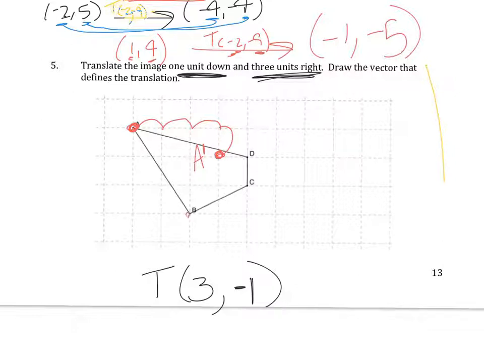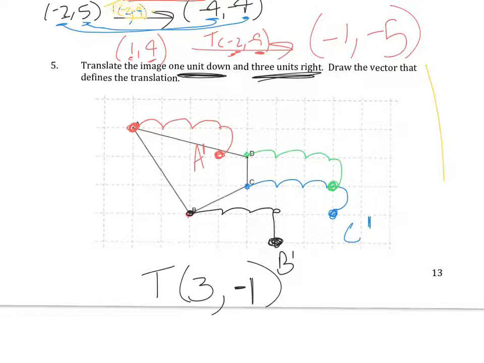I'm going to do that for the other letters as well. So I'm going to go to B, 3 units to the right, 1, 2, 3, and down 1 is right there. That's going to be B prime. I'll do it for the next one, letter C, 1, 2, 3, and down 1. So that's my C prime. And I'll also do it for D. So 1, 2, 3, and down 1. So that's my D prime.